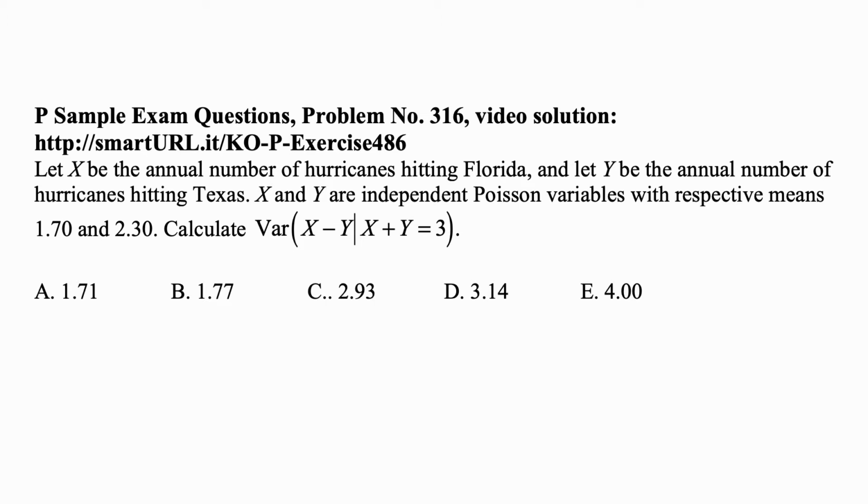Here's a problem for today for exam P on probability. Let X be the annual number of hurricanes hitting Florida, and let Y be the annual number of hurricanes hitting Texas. X and Y are independent Poisson variables with respective means 1.7 and 2.3. Calculate the variance of X minus Y given that X plus Y is equal to 3.